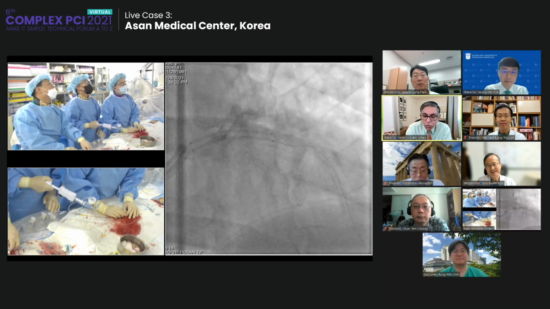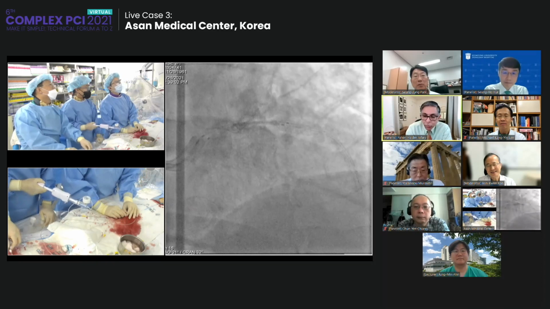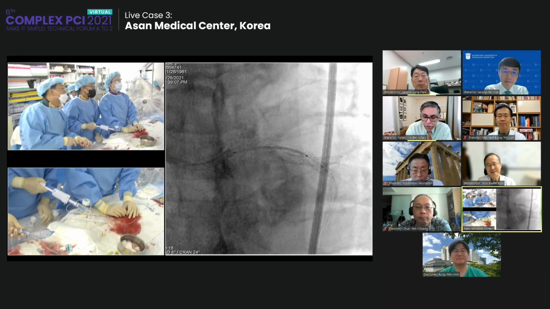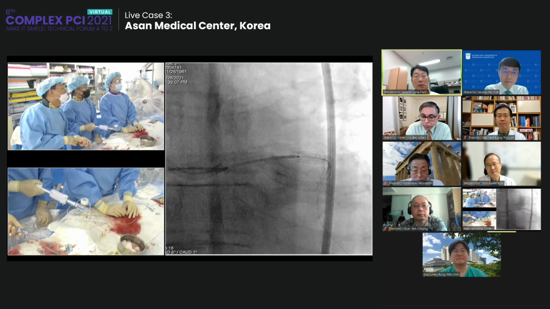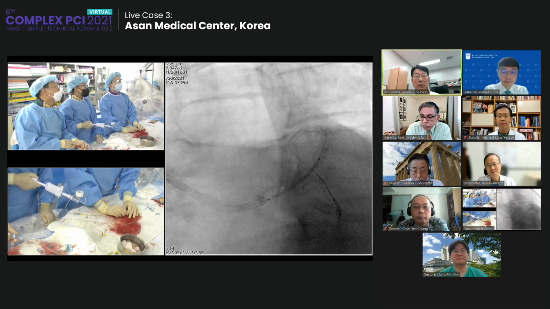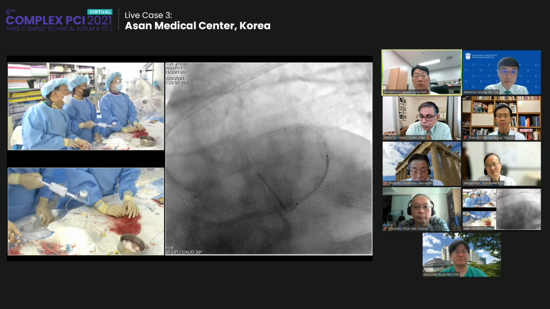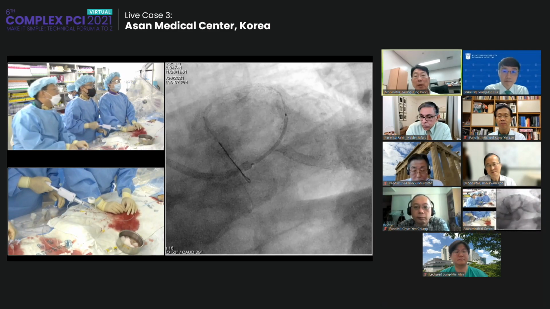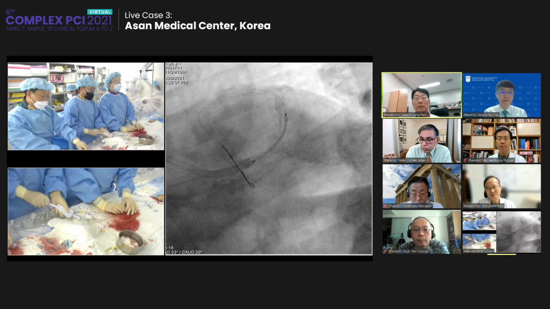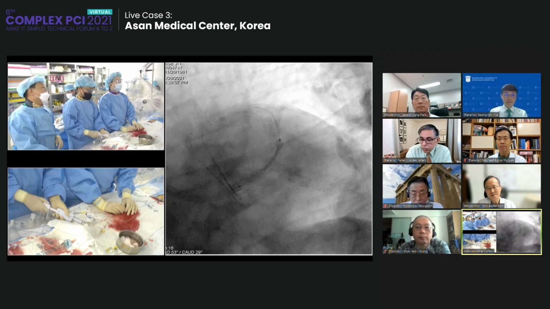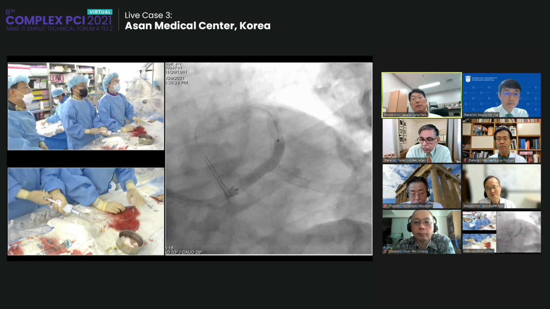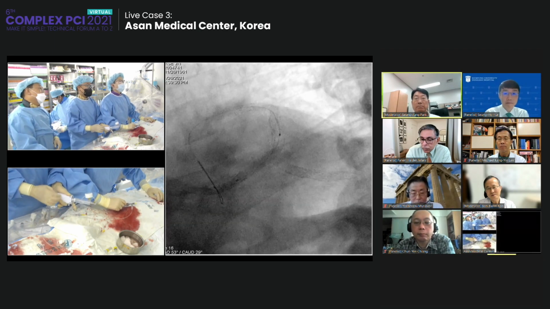I noticed that you dilated the circumflex ostium. Show us a spider view, please. Okay, great to see. All right, a bit further. Great. Let me check that one. It's also part of the main here. All right, good. Great. Okay, go ahead. 12, 14, 16. All right. Great.